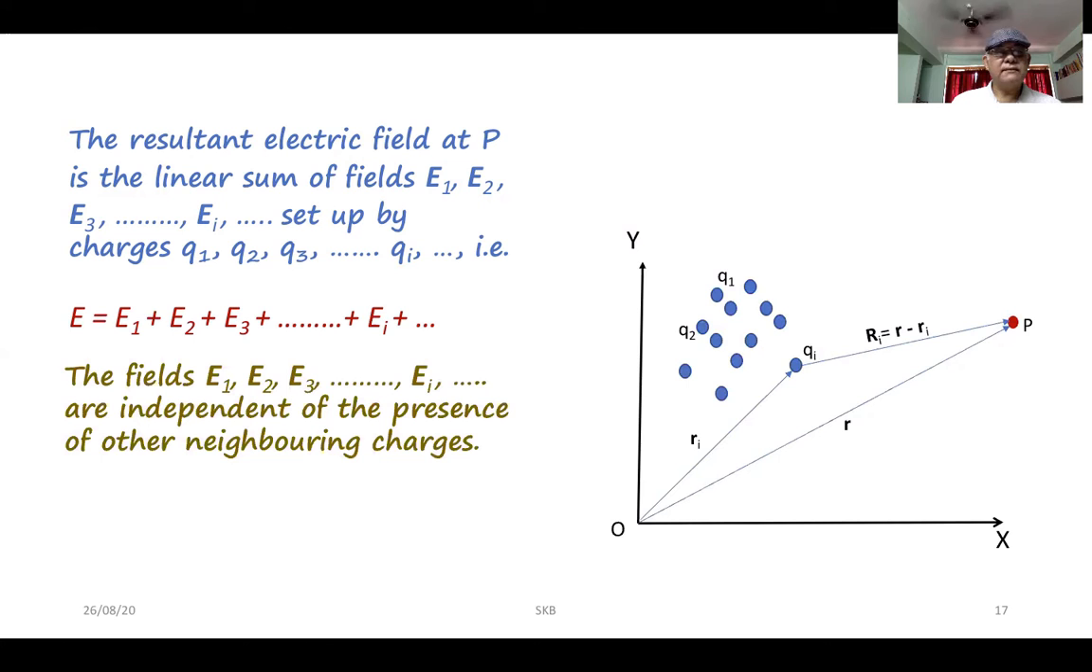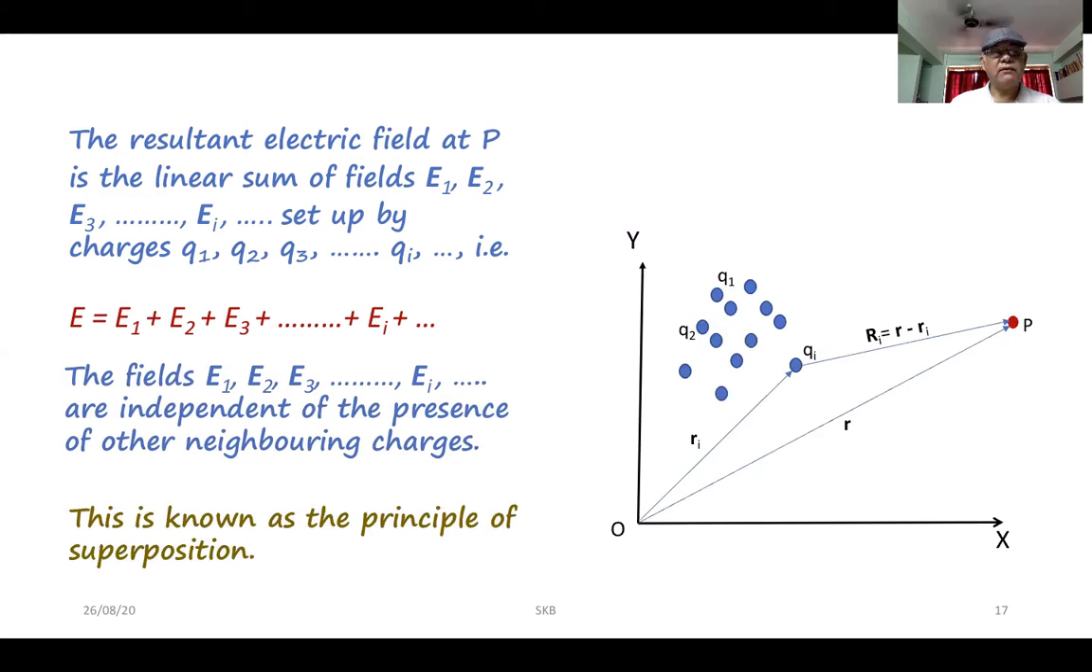The fields E1, E2, E3, etc. are independent of the presence of other neighboring charges. This is known as the principle of superposition.